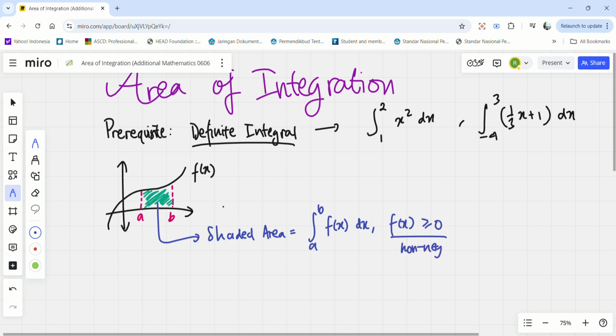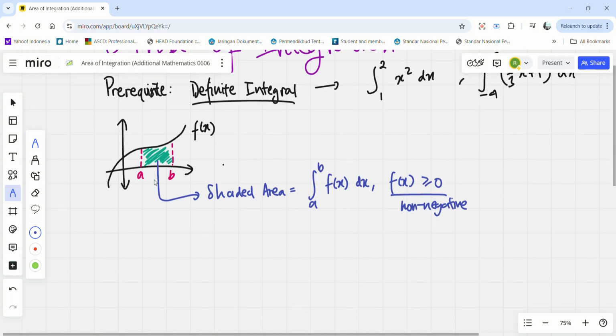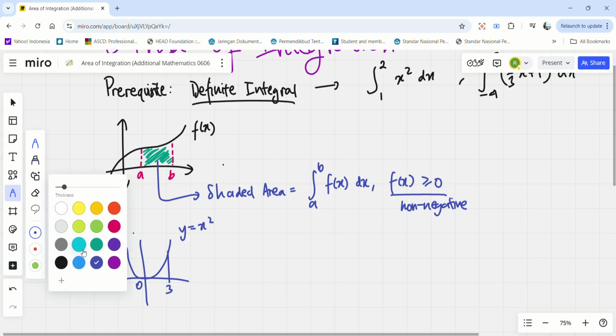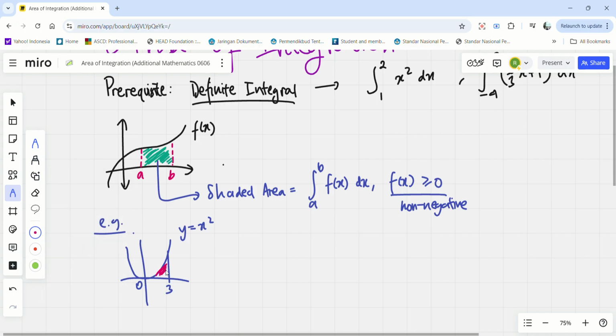Let me explain how it works. I'll give you a simple example. Let's say I have the x squared function, so we know it looks like this, and let's say this is from 0 until 3. What we want to find is the area bounded by this.